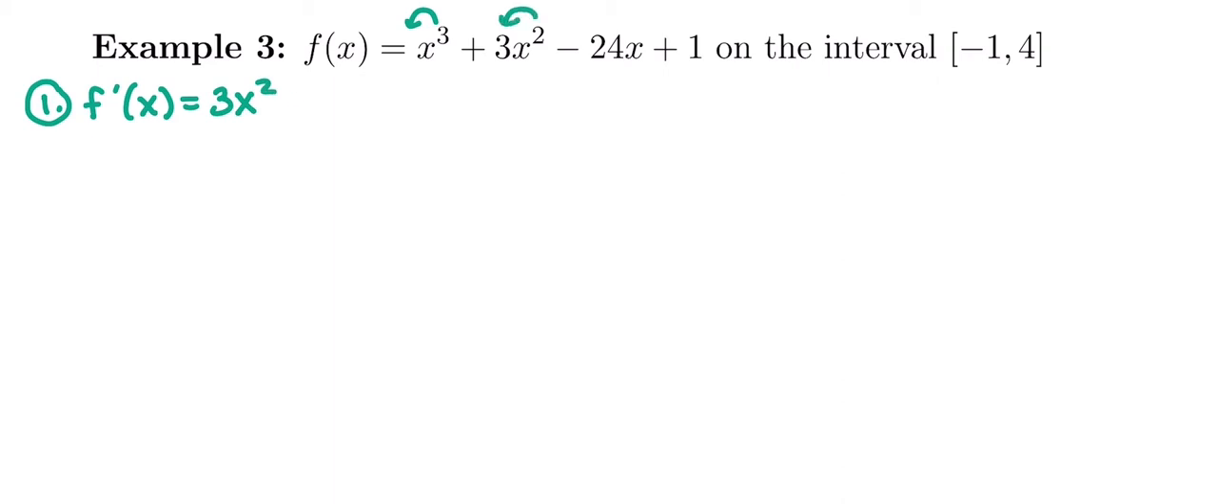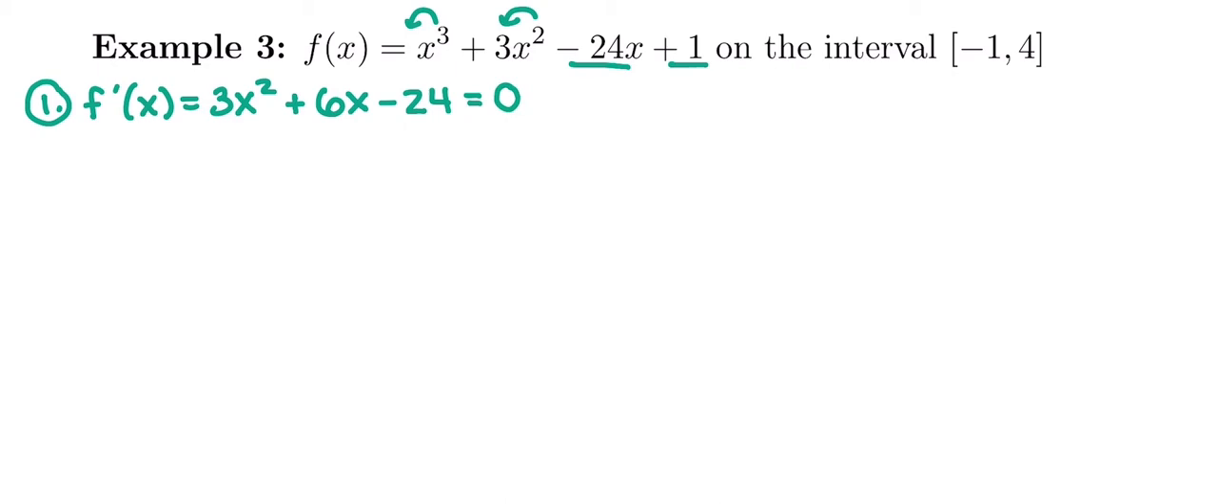Bringing down 3 times 2 is going to give us 6x. Derivative of -24x is -24. Derivative of 1 is 0 because it's a constant. And we're going to take that derivative and set it equal to 0. We have an x squared and an x term, so we're going to have to factor this.